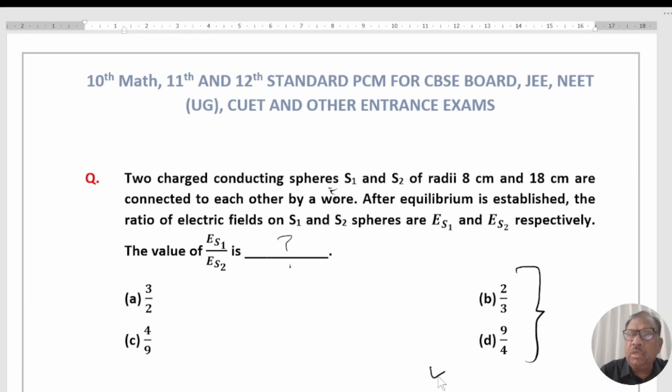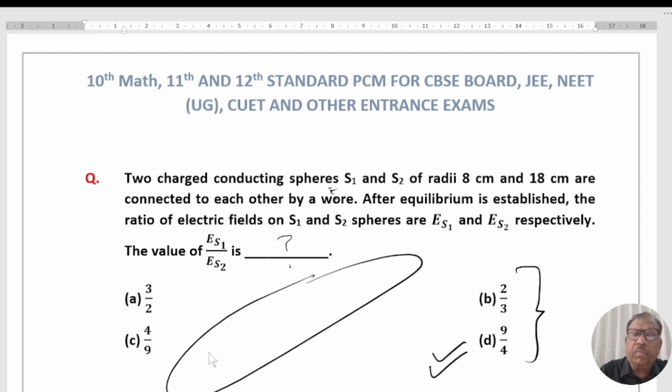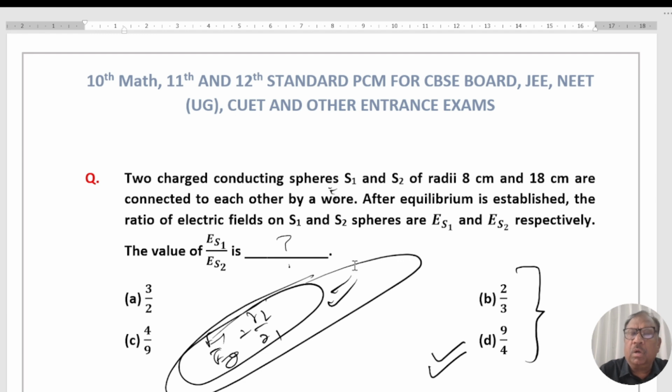Now, D is the correct answer. How will the direct answer be obtained? The direct answer will be E1 over E2 equal to R2 over R1. If you keep this in mind, then you can give the answer orally.